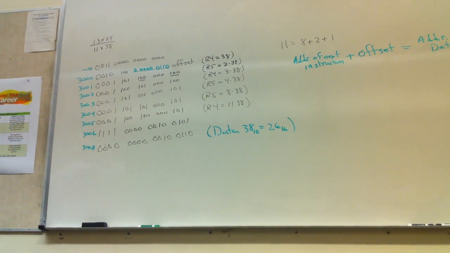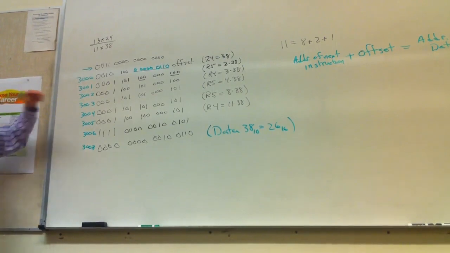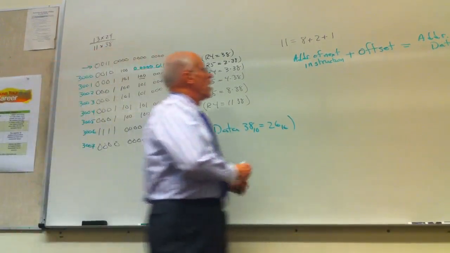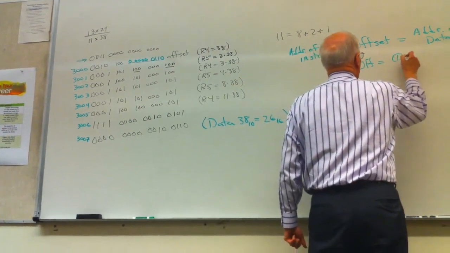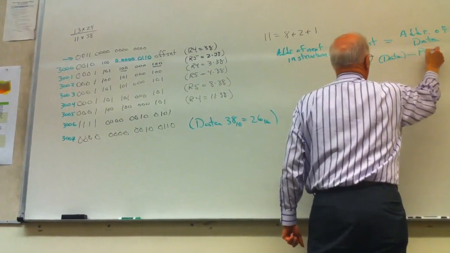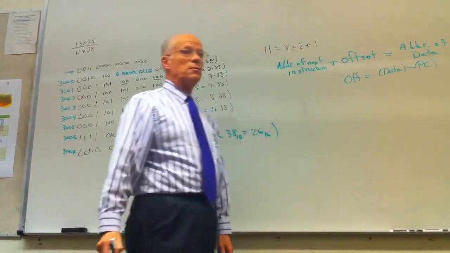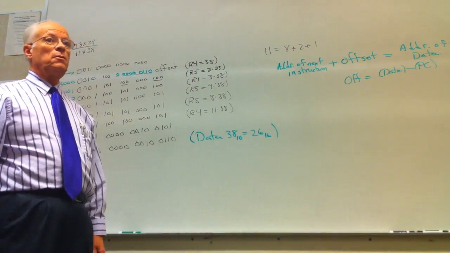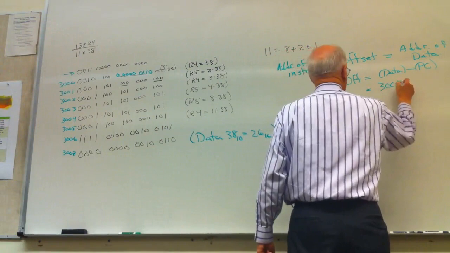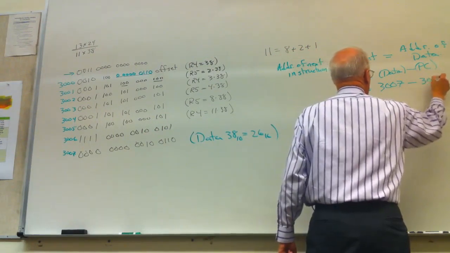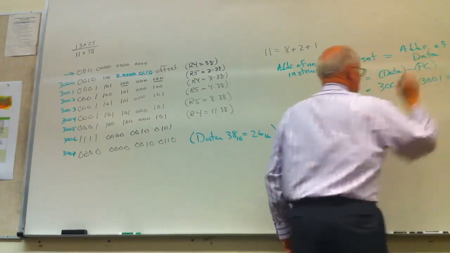Is that peculiar to the LC3? Absolutely not. They all work that way. Okay, so you figure the offset by taking the address of the data minus what's in the program counter. In this particular case, my data is at 3007, the program counter is at 3001, and I get a 6.